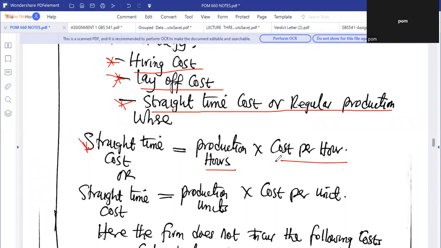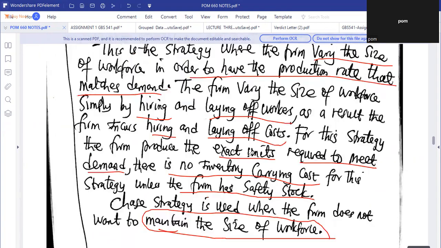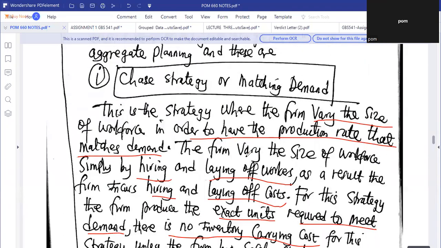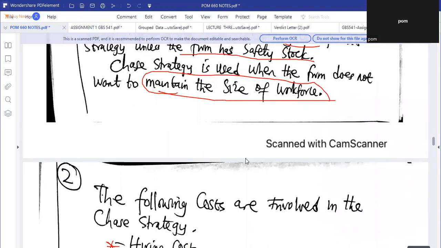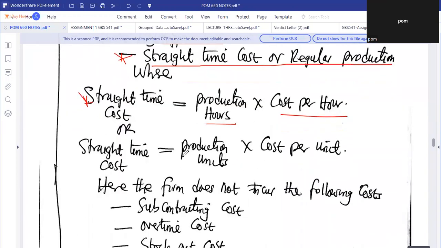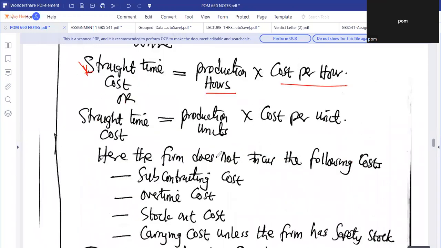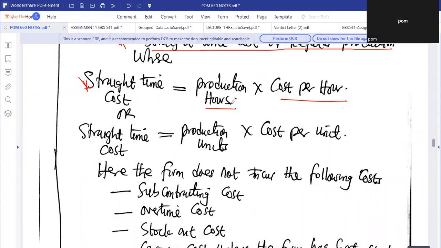Another formula to use here, as we are still looking at the first aspect of a strategy, which is the chase strategy, where we are firing or laying off workers. So straight time cost is production hours multiplied by cost per hour. Of course, there are only three costs for this strategy: the hiring cost, the layoff cost, and then again the straight time cost, production units multiplied by cost per unit.